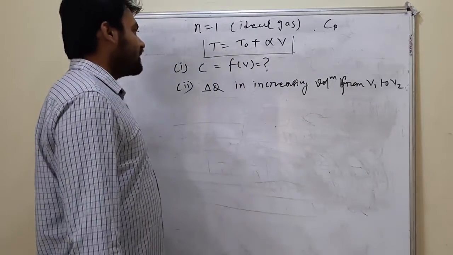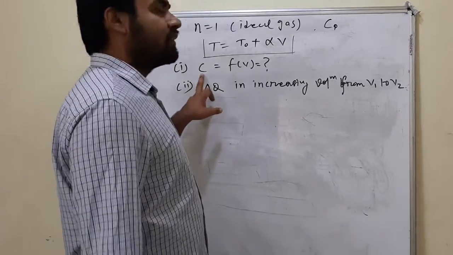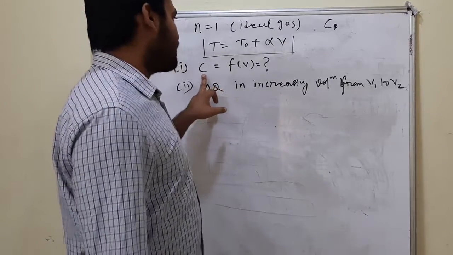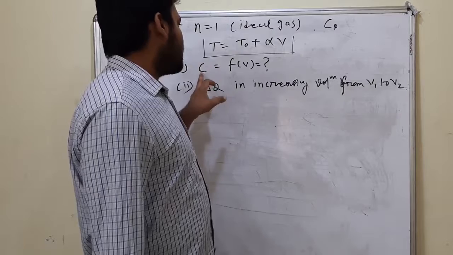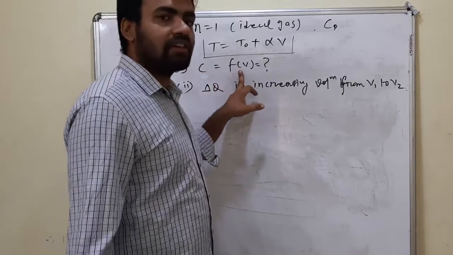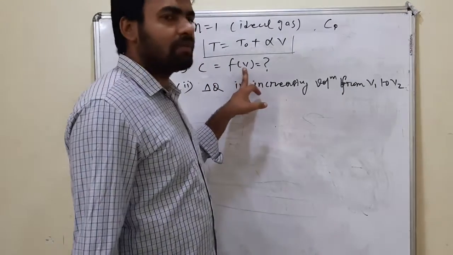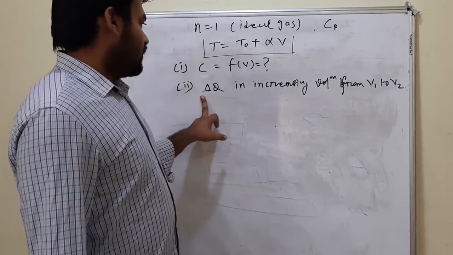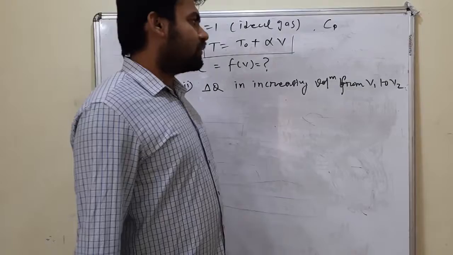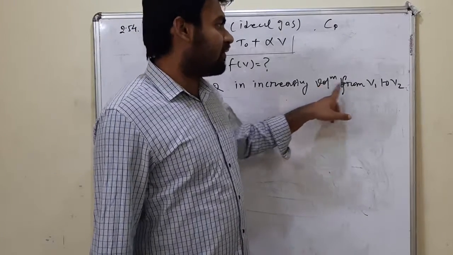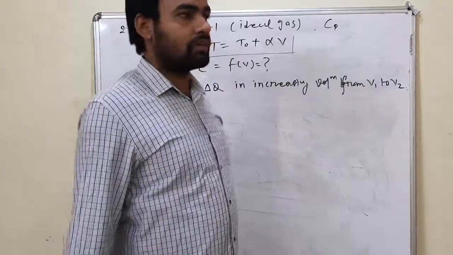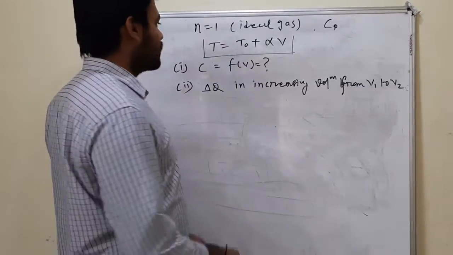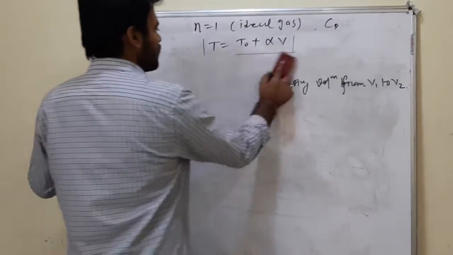क्वेश्चन में हमें दो बातें फाइंड करनी हैं। पहली चीज है C, दैट इज स्पेसिफिक हीट कैपेसिटी। बट जो C फाइंड करना है, इट शुड बी सम फंक्शन इन टर्म्स ऑफ वॉल्यूम V। और द सेकंड थिंग इज, we have to find heat energy supplied to the gas in increasing the volume of gas from V1 to V2. So these two things we have to find out. Okay, so start करते हैं.